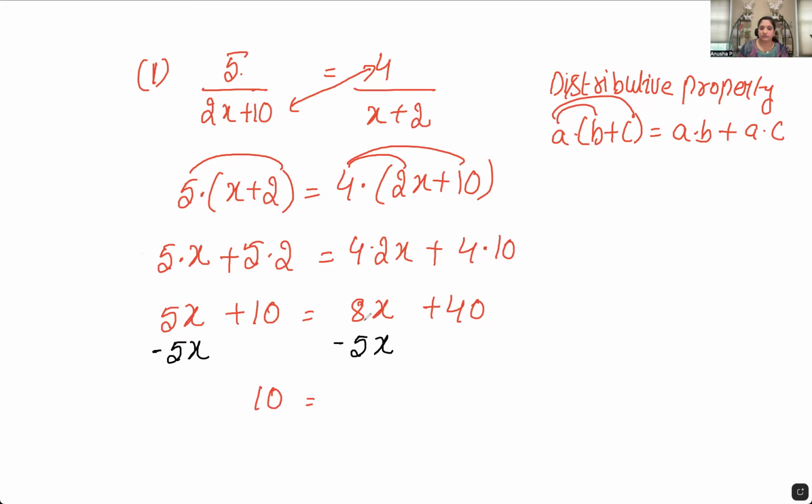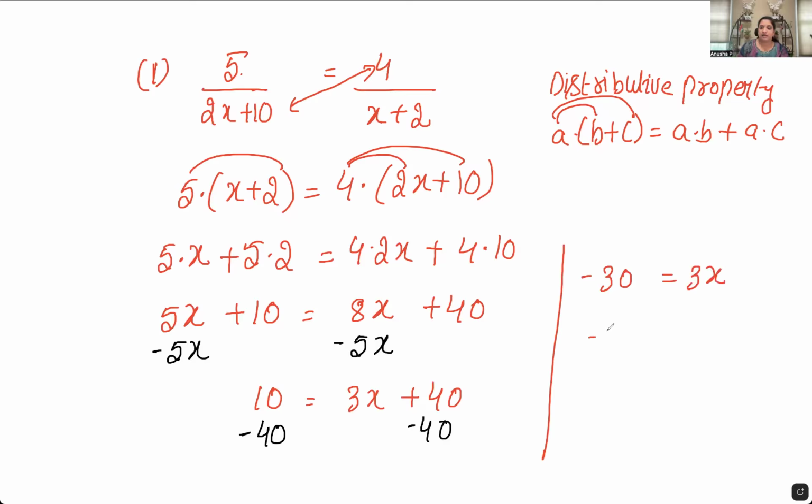10 equal to 8x minus 5x is 3x plus 40. Okay. We don't want 40 now. The reverse operation for plus is minus 40. We are subtracting 40 on both the sides. 10 minus 40 equal to negative 30, which is equal to 3x. Negative 30 equal to 3x.